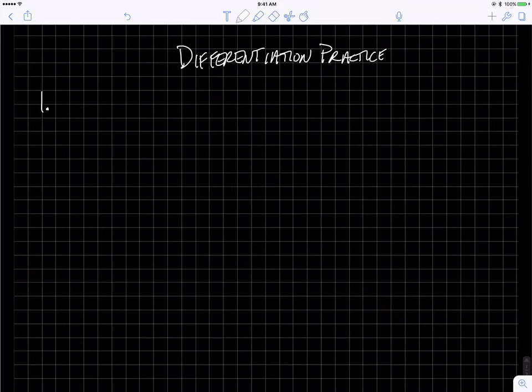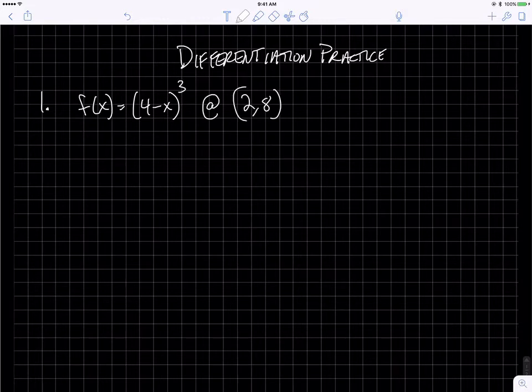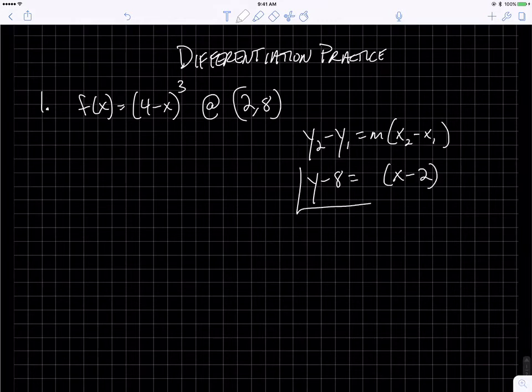So here we go. Number one, since I'm finding the equation to the tangent line of the graph that was cubed at the point 2, 8, I am going to need to find the equation of that tangent line. So I know that I'm going to use point slope. I already know my y coordinate is 8. I already know my x coordinate is 2. That's going to be the equation of the tangent line.